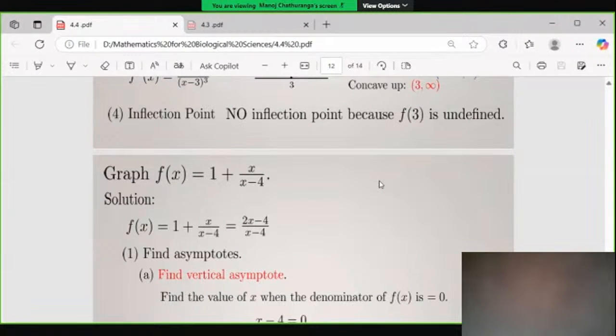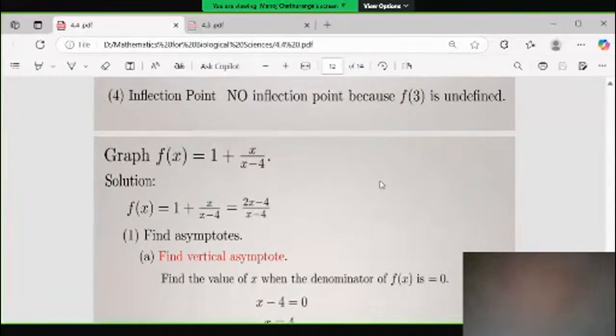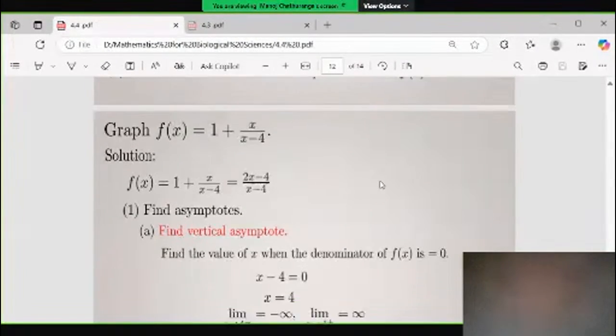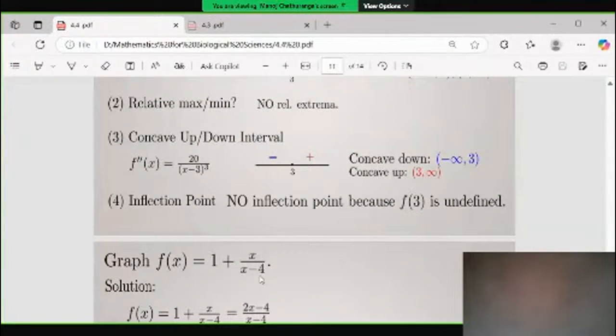So I have one more example, but I will leave it for you to go through. I want you to go through this example again and see whether you can apply what we learned here to understand the behavior of this function.